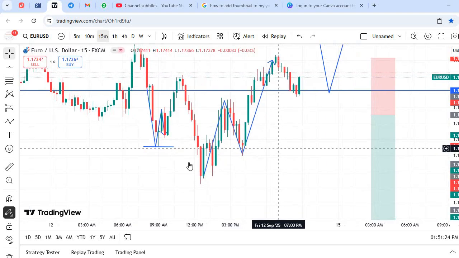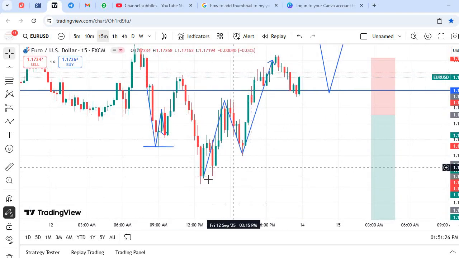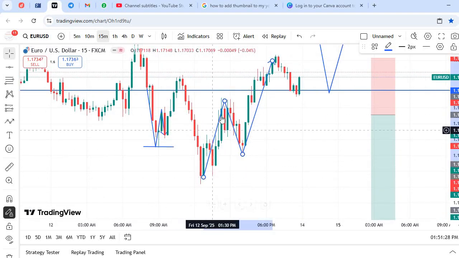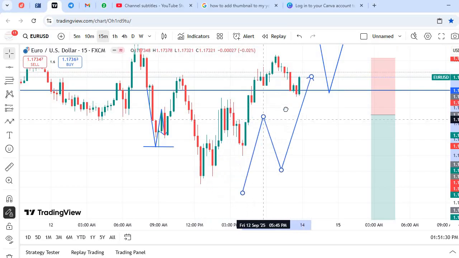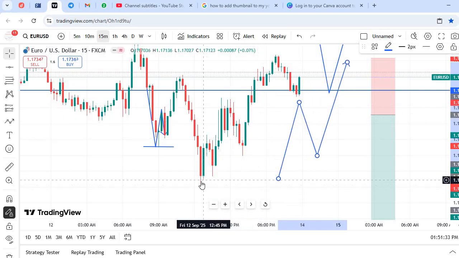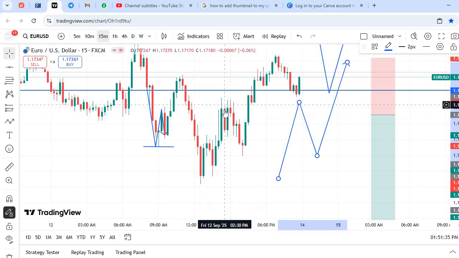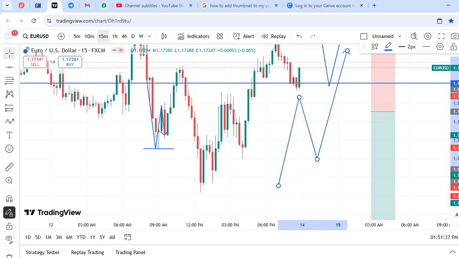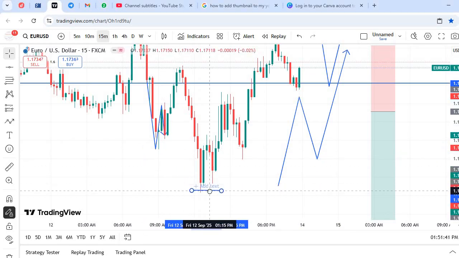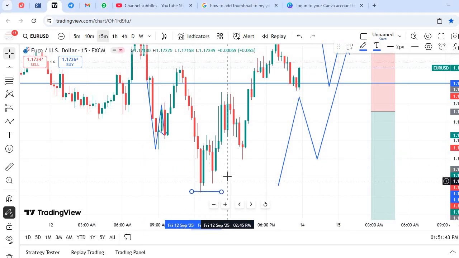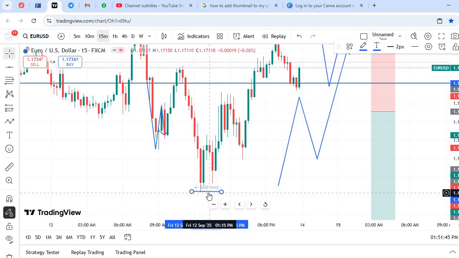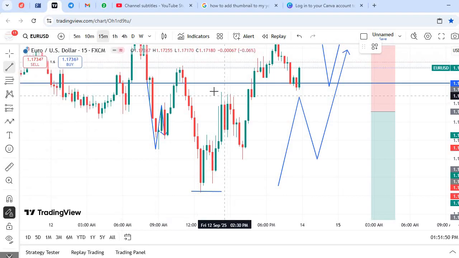If you want to make use of this fib for this uptrend, what you do is very simple. The first thing is you locate your recent low and your recent high. So on the chart, this is our recent low. You agree with me that this is our recent low. And you also agree with me that this is our recent high.